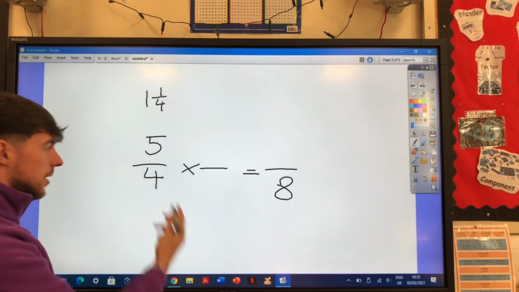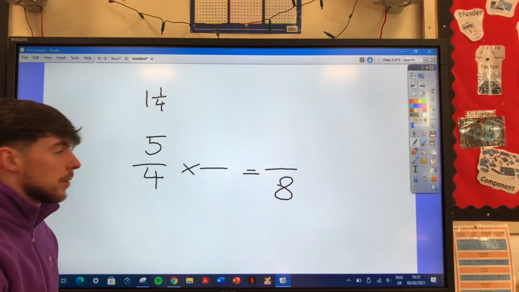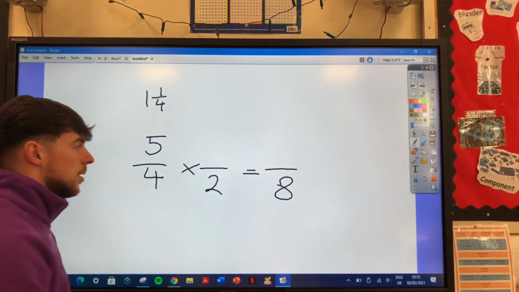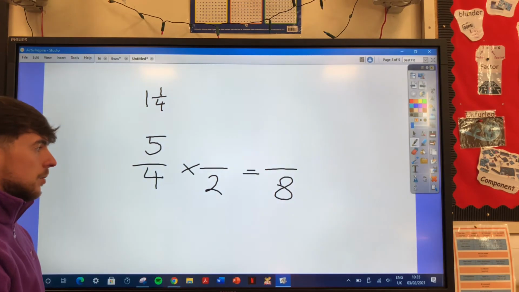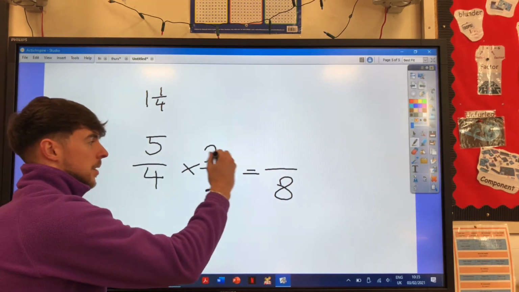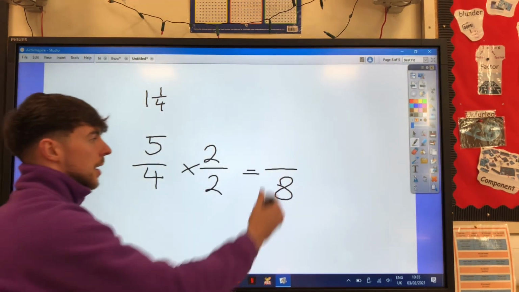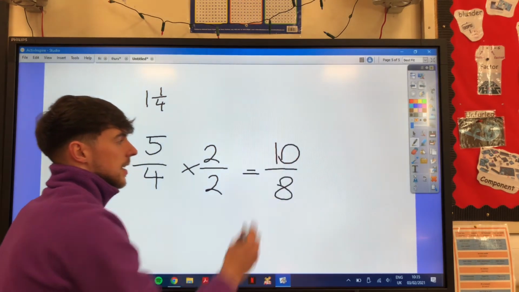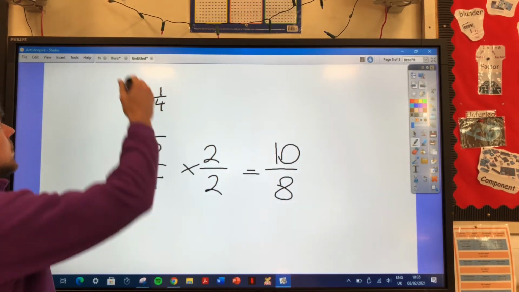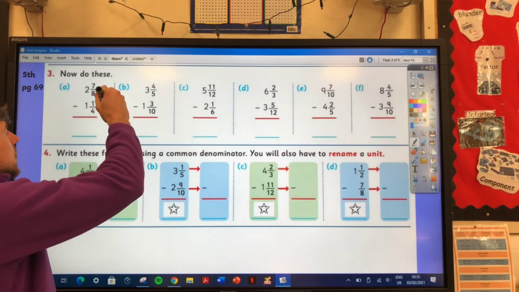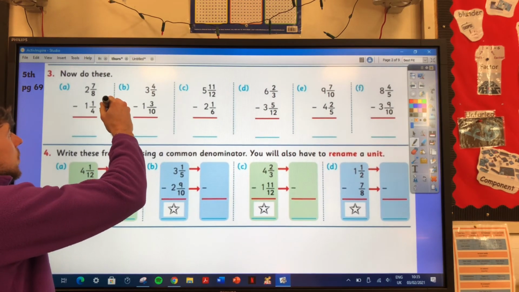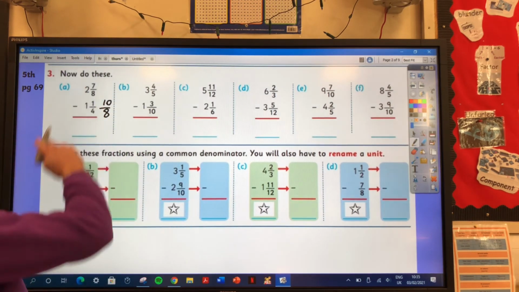Now if we have 5/4 as our improper fraction, how can we get that to 8ths? What can we do to this number to get to 8? We can multiply by 2. If we multiply the bottom by 2, what do we do to the top? Multiply that by 2. And what do we get? 10. Right, so 10/8.